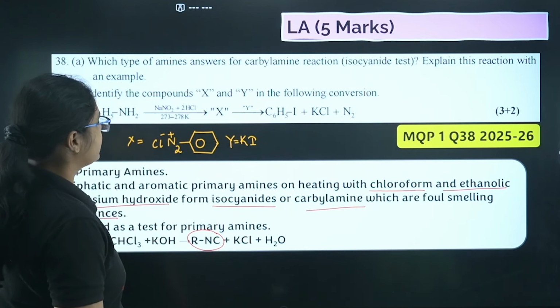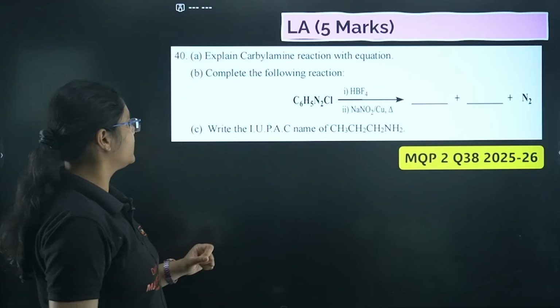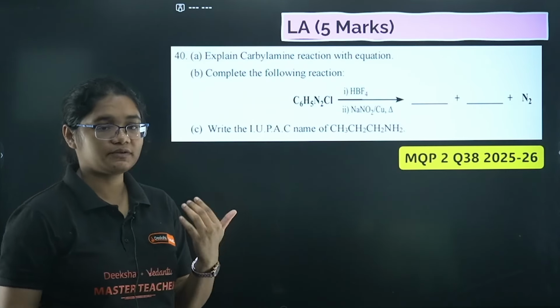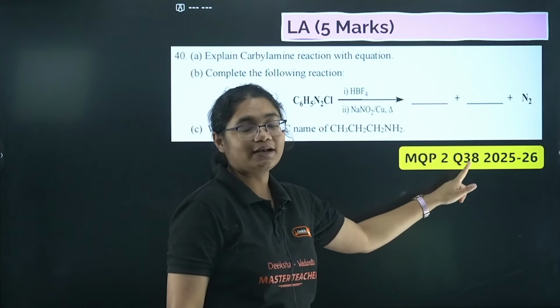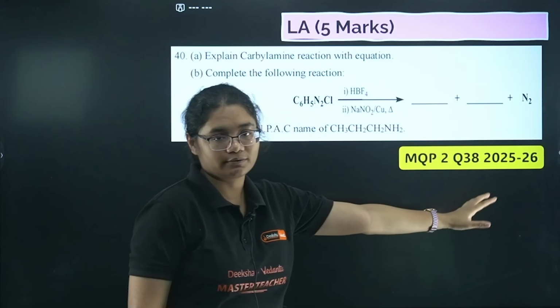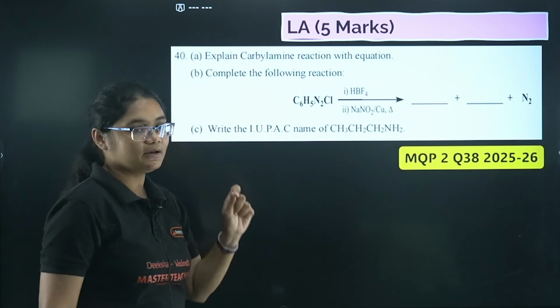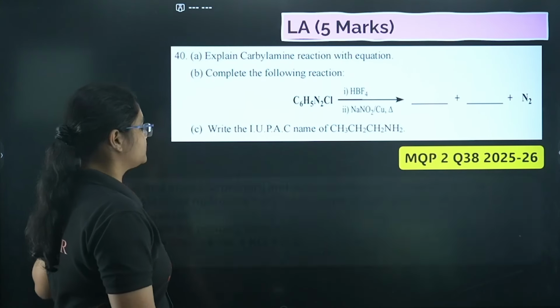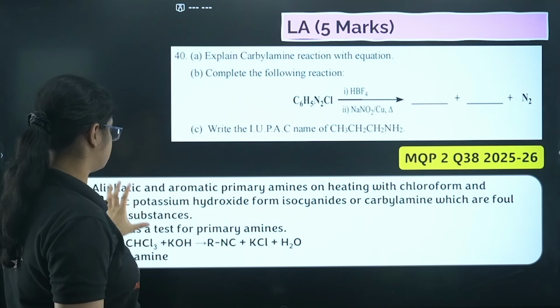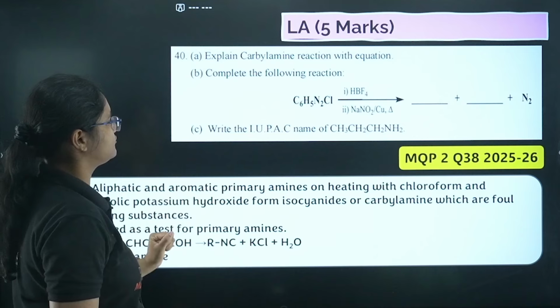Next, we'll move to question number 40. Explain carbylamine reaction with equation. Now, this question is again in the 25-26 model question paper. You can see this carbylamine reaction is repeated so many times, which shows how important this reaction is. So again, I have given the same explanation, so no need to discuss further.